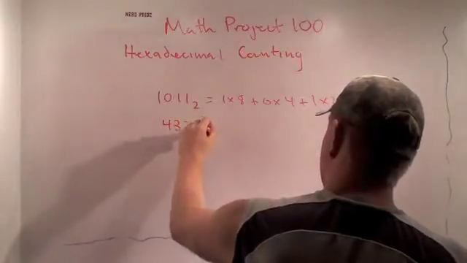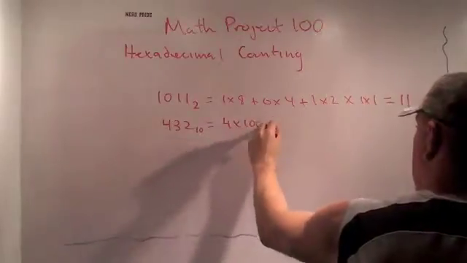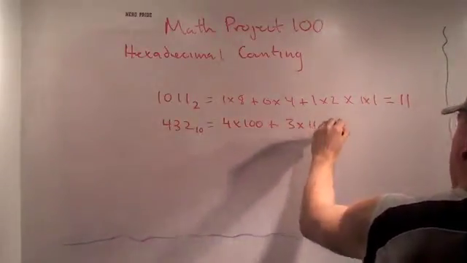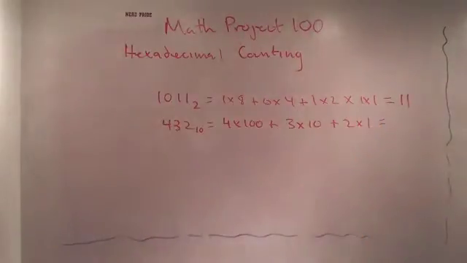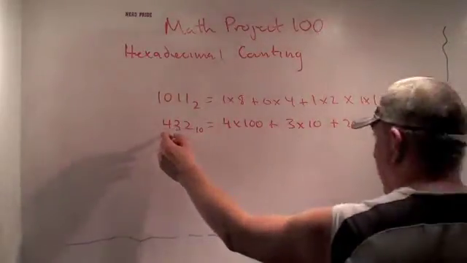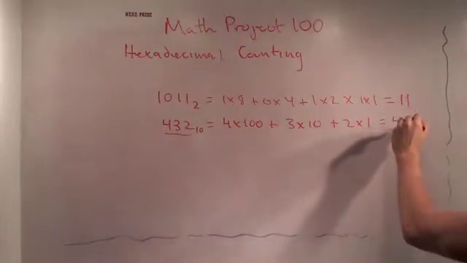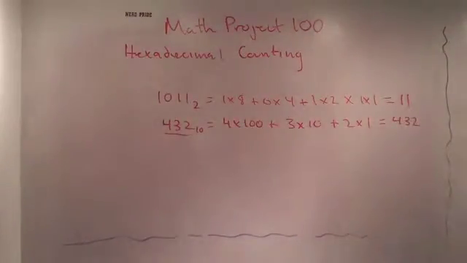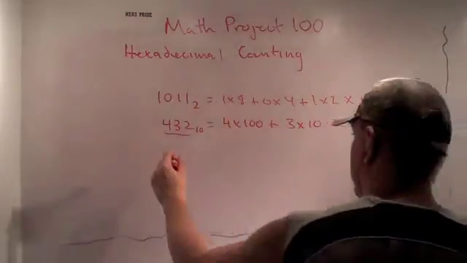Okay. And we also know that a number like 432 in base 10, which we usually count, would be 4 times 100 plus 3 times 10 plus 2 times 1. What does that equal? So 400 plus 30 plus 2 times 1 is 2. 432, right? But we know that, because that's how we usually think of numbers, right? Okay. But before we go on to hexadecimal, let's do one that we've never thought of before.